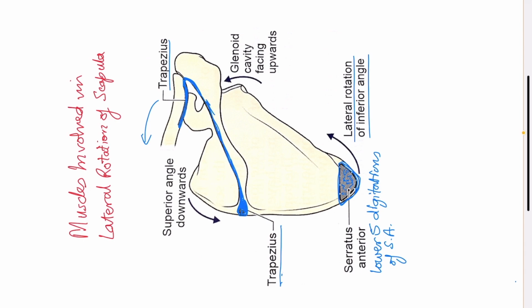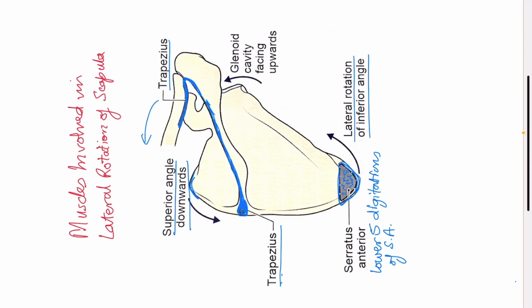So the lower fibers, when they contract, they will pull this superior angle. This is the superior angle of scapula. They pull it downwards and medially. This superior angle is pulled downwards. So that's how together you find the two muscles, trapezius and serratus anterior, they help in the lateral rotation of the scapula.